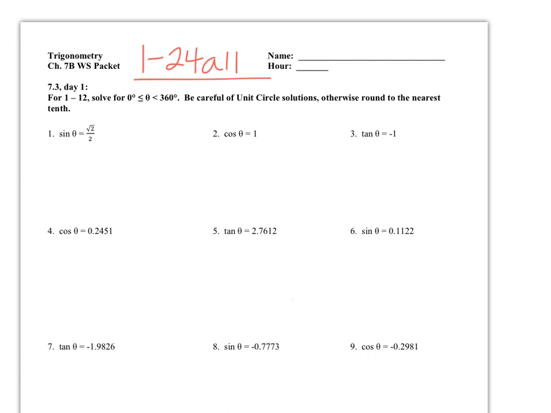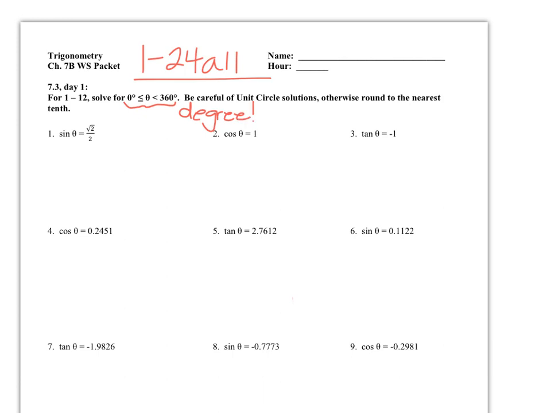Your assignment for today is the 7.3 Day 1 worksheet, 1 through 24, all. Make sure to show work. For 1 through 12, notice it says your range for theta values is between 0 and 360. Make sure for 1 through 12 your calculator is in degree mode.